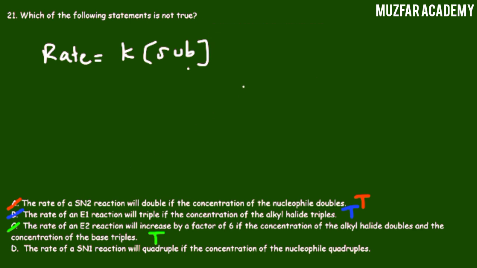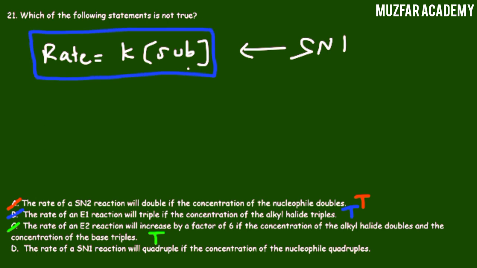The rate for an SN1 reaction doesn't depend on the concentration of the nucleophile. It only depends on the concentration of the substrate. So this is the rate law expression for an SN1 reaction. The nucleophile is not in it, as you could see. As a result, it doesn't matter what we do with the concentration of the nucleophile. If we double it, if we triple it, it will have no impact on the rate of an SN1 reaction. So this is the false statement, which means D is the answer we're looking for.